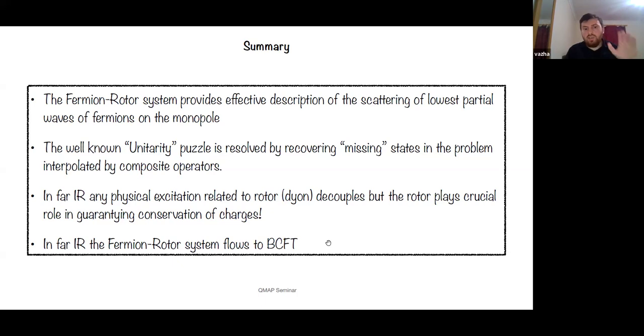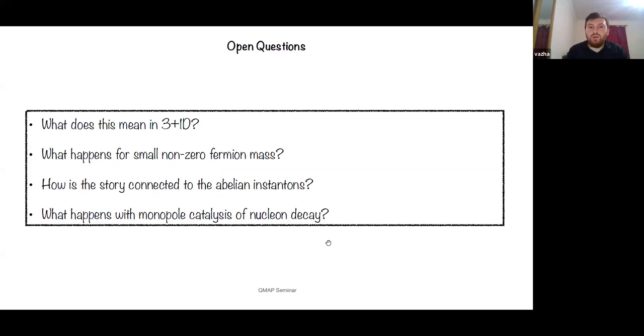This also means that in the far IR, the Fermion-Rotor system flows to a boundary conformal field theory. However, of course, that is not the end of the story, because as we already said, the story is purely 1 plus 1 dimensional. We need to know what this really means in 3 plus 1 dimensions, because our world is 3 plus 1 dimensional. Another thing is that we need to know what happens when you include a small non-zero fermion mass. And we need to show that this solution is continuous between the massive and massless cases.